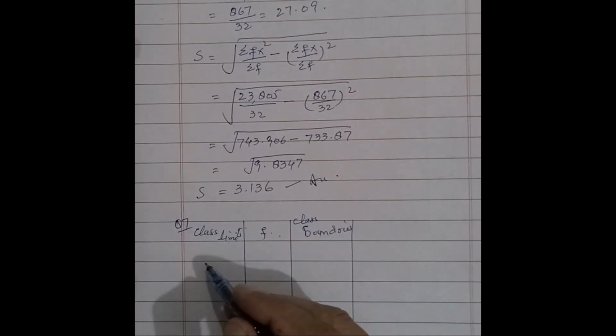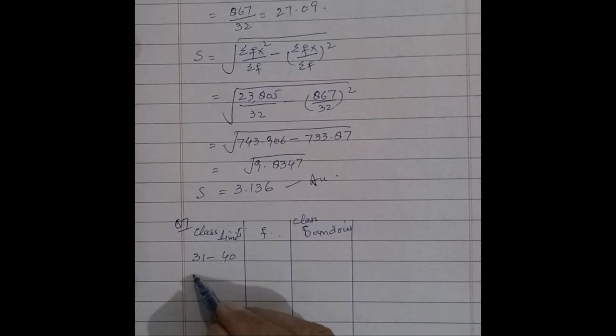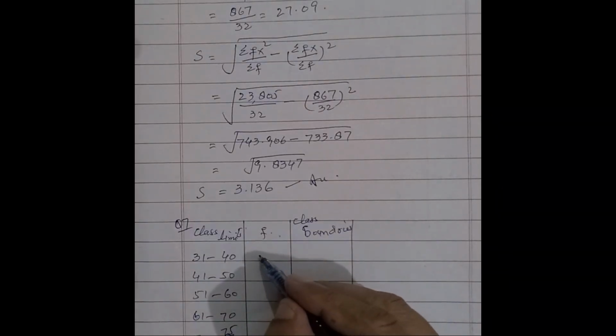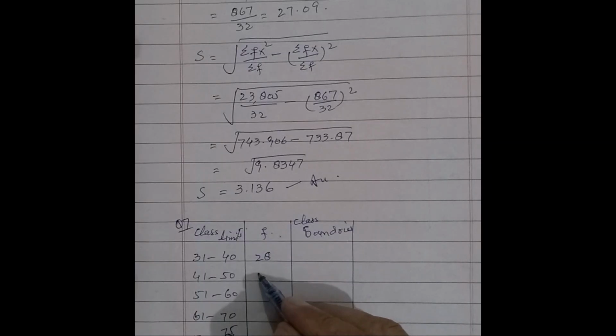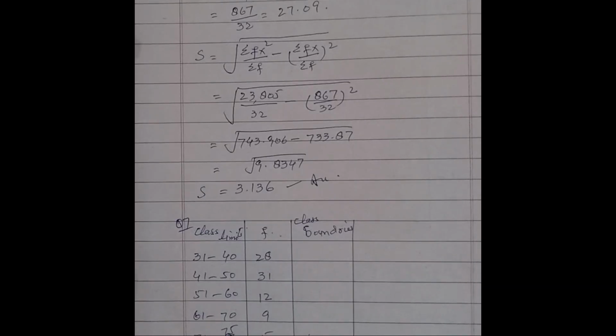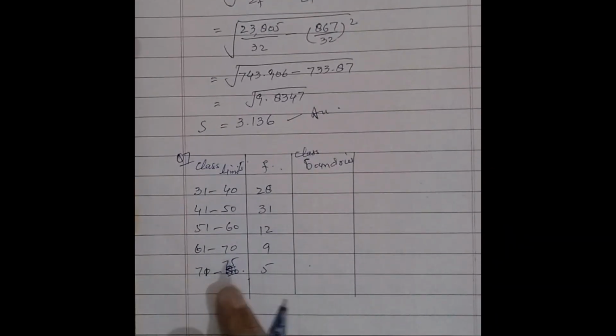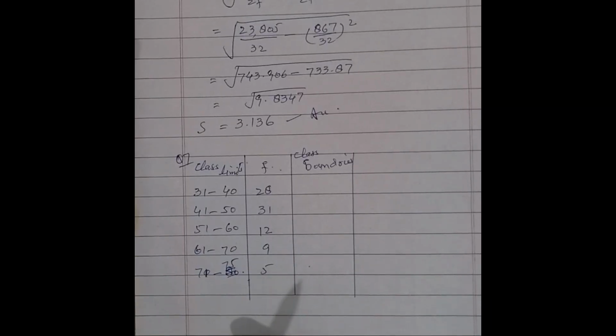The class limits are 31 to 40, 41 to 50, 51 to 60, 61 to 70, sorry, 71 to 80. But in this data, the end is 71 to 75 instead of 80. And the frequencies are 28, 31, 12, 9 and 5. This is a little short class limit, so the frequency is also short.